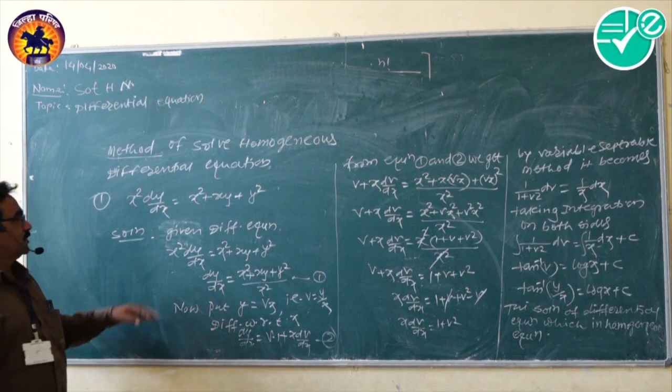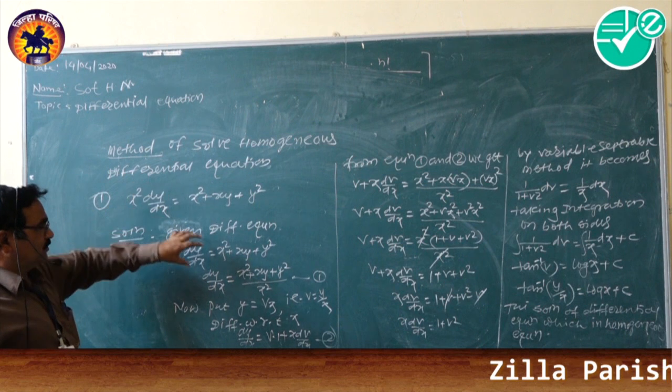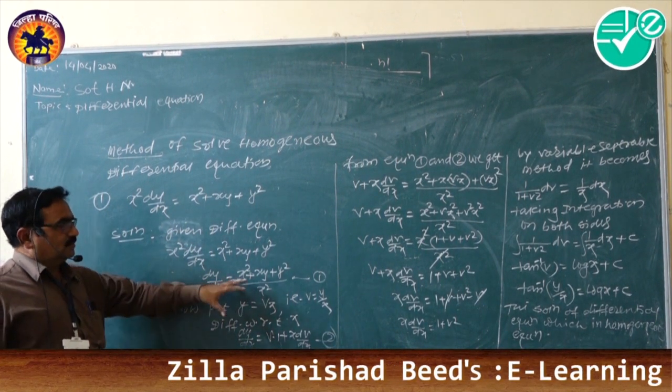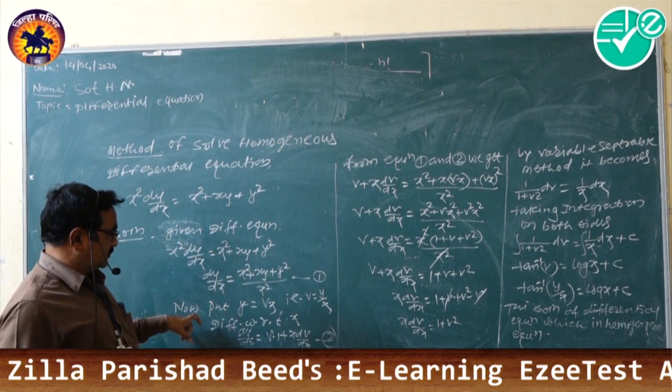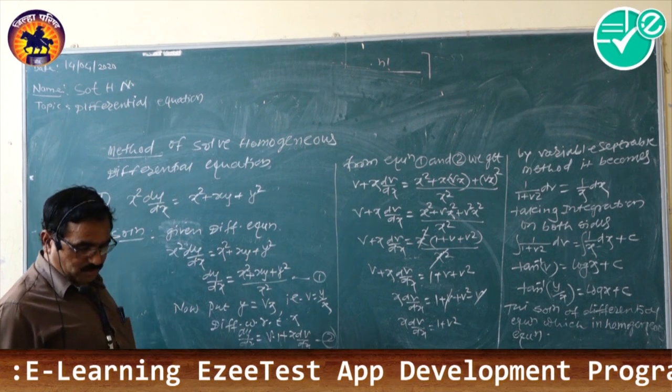When we are given such types of equation, we replace the variable y, and to become the equation, we can take its variable separable form.